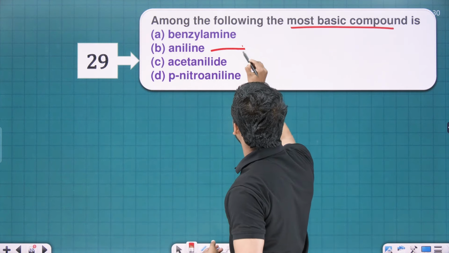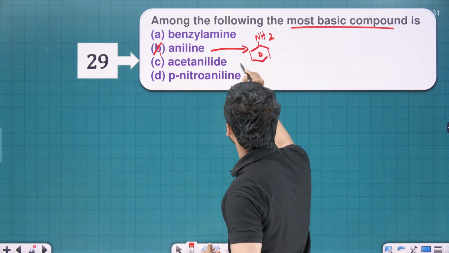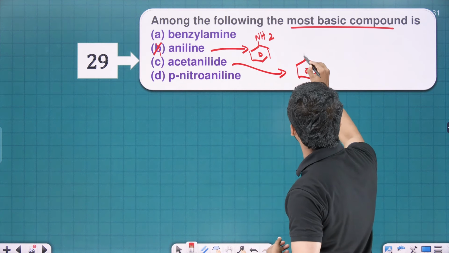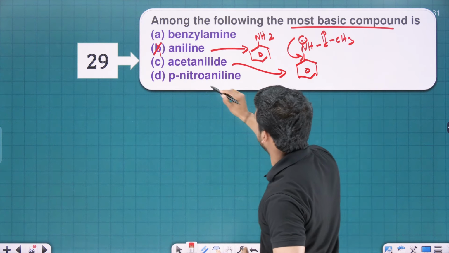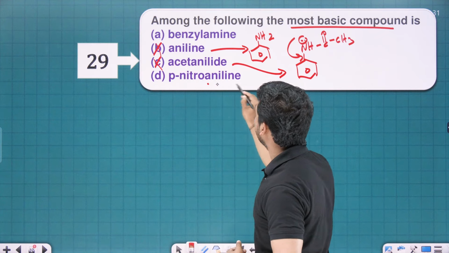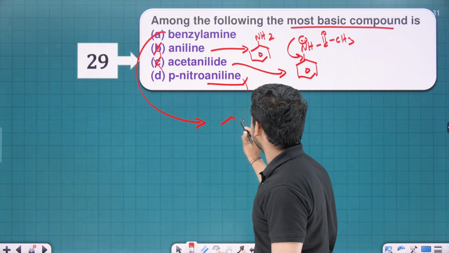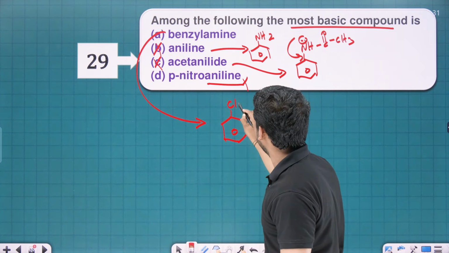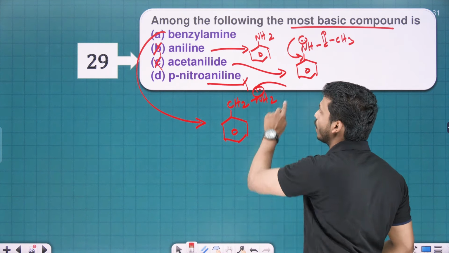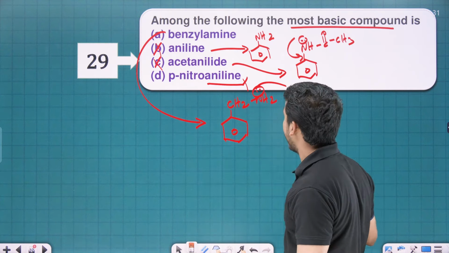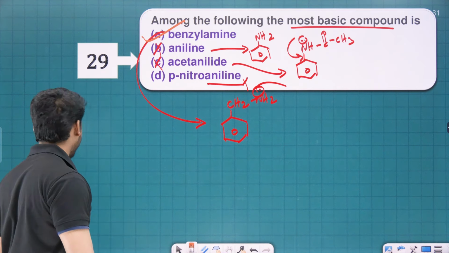Next one, among the following, which is the most basic compound? They're all aniline derivatives. What is aniline? Aniline is aromatic, right? So cut it. What is acetanilide? Acetanilide means benzene with NHCO, CH3. See, the lone pair is involved in resonance. Cut it. Amides also least. Para-nitroaniline, that also contains aniline, less. What is benzylamine? Benzyl means benzene with CH2, NH2. See, the nitrogen is not on the benzene ring, so the lone pair is available for donation. Therefore, aliphatic amines are more basic. Let's go with option A. Clear, my dear?